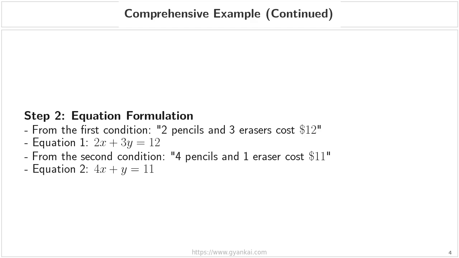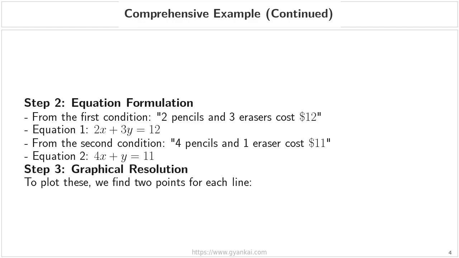Next, let's look at the second condition. 4 pencils and 1 eraser cost $11. Following the same logic, 4 times x plus 1 times y equals 11. So, our second equation is 4x plus y equals 11.